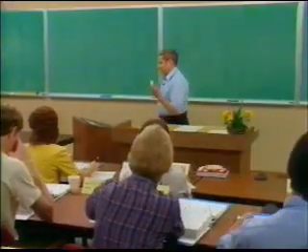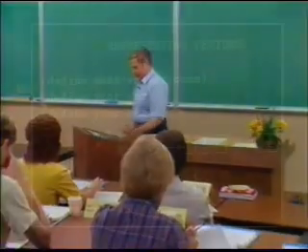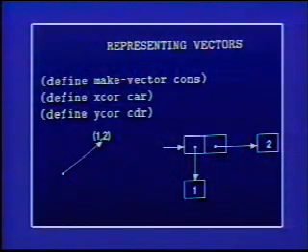And the representation of vectors, for instance, is something that we could build in terms of pairs. So George has gone out and implemented for us make vector and x-coordinate and y-coordinate. And this could be done, for instance, using cons, car, and cdr.